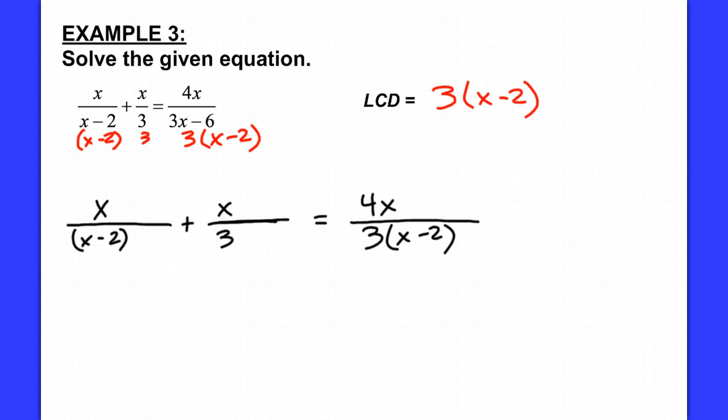So we're going to multiply that 3 times x minus 2 to everything. It's going to look a little weird here, but I've got it here, and I've got it here.